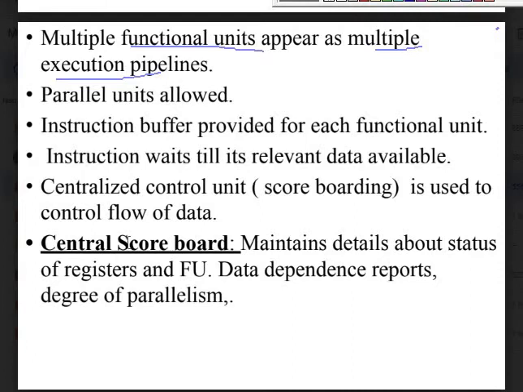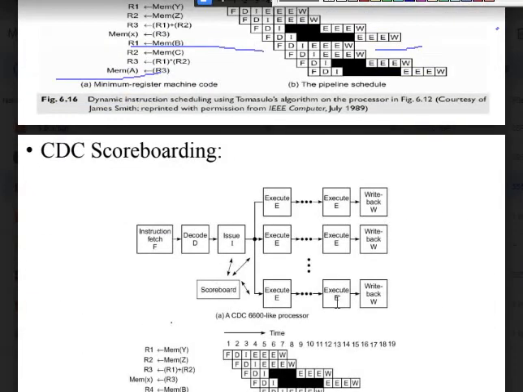What the central scoreboard maintains is the status of the registers, whether data is available, data not available, data updated, data is corrupt. Like that, different statuses will be maintained, and it also maintains the status of the functional units. It is like wait state, execution completed, under execution, abort, etc. These are all the possible states in which a functional unit can be present. It also maintains a report about data dependency. Why is that? Let's see.